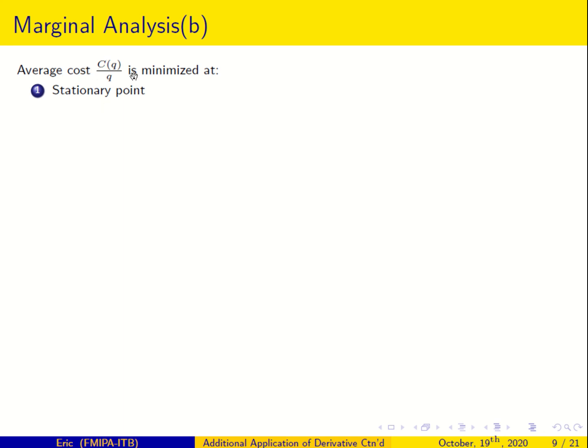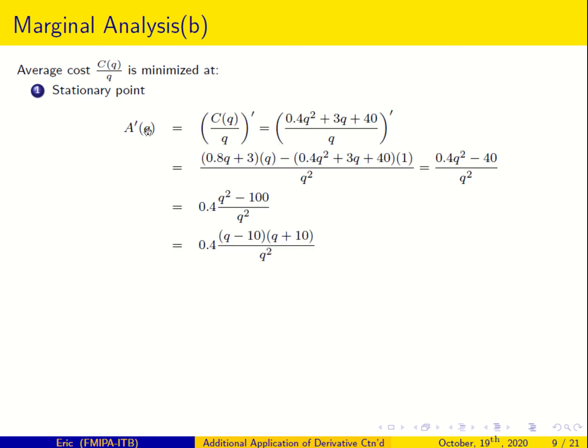How do I find Q such that the average cost is maximized? So I want to find the stationary point of this. A'(Q), the derivative of A(Q) with respect to Q, is the derivative of C(Q) divided by Q. C(Q) is given by this, Q is this. I want to find the derivative. Don't forget this is a function of Q divided by a function of Q. So you have u divided by phi.